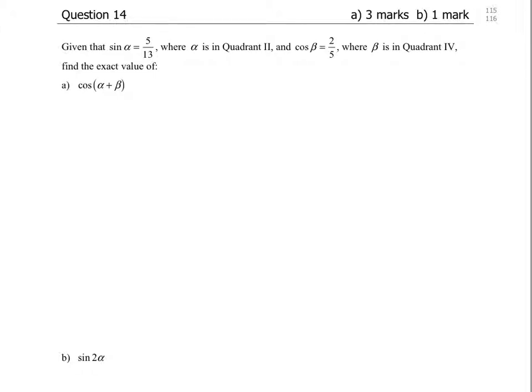So this is from our identities unit, and right away we want to use the formula that is on our formula sheet. I personally think you should have this memorized, but if you don't, take a quick look at your formula sheet and do the expansion. So cosine of alpha plus beta equals cosine of alpha times cosine of beta minus sine of alpha sine of beta.